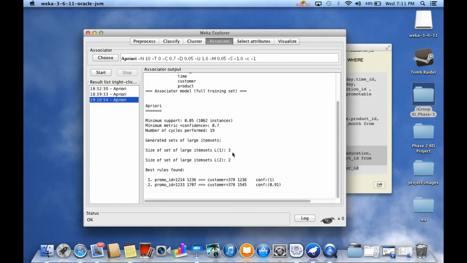We have found two rules in which we have found the relationship between the promo ID and the customer. Here we have found out that for a particular promo ID, a particular customer does buy a product. So from this we can conclude for what promotion IDs we can target particular customers, and with a really high confidence of 1 as well as 0.91.